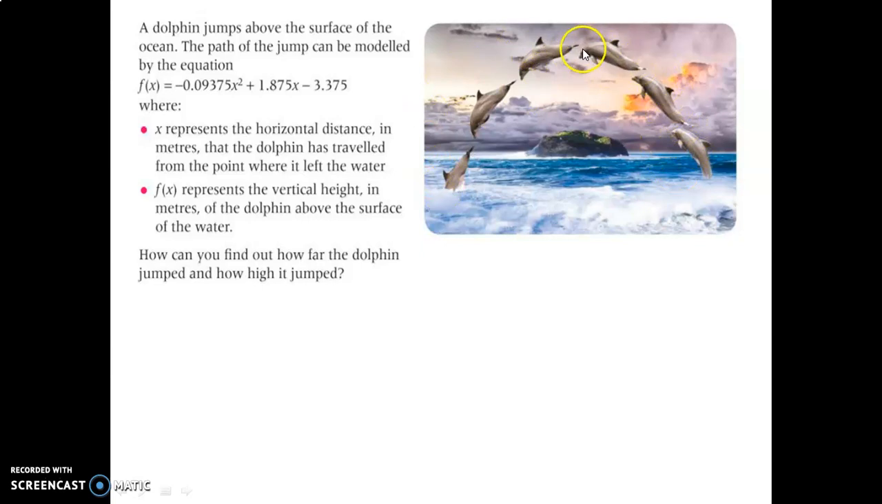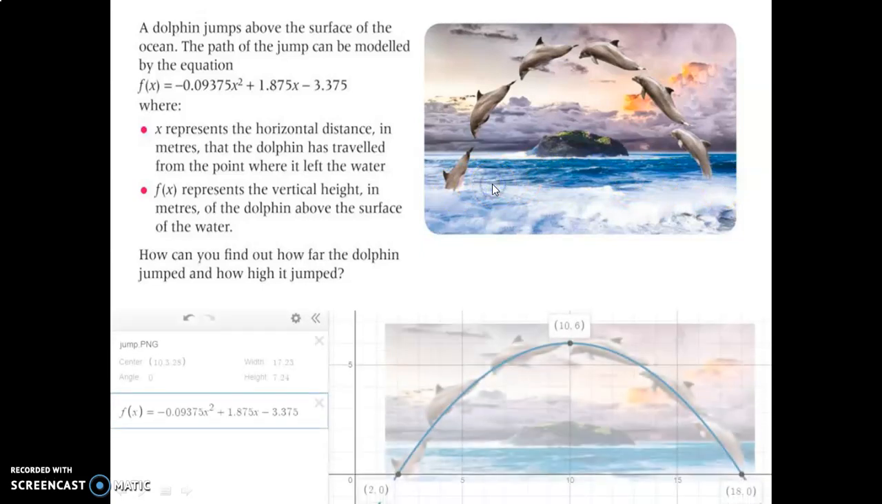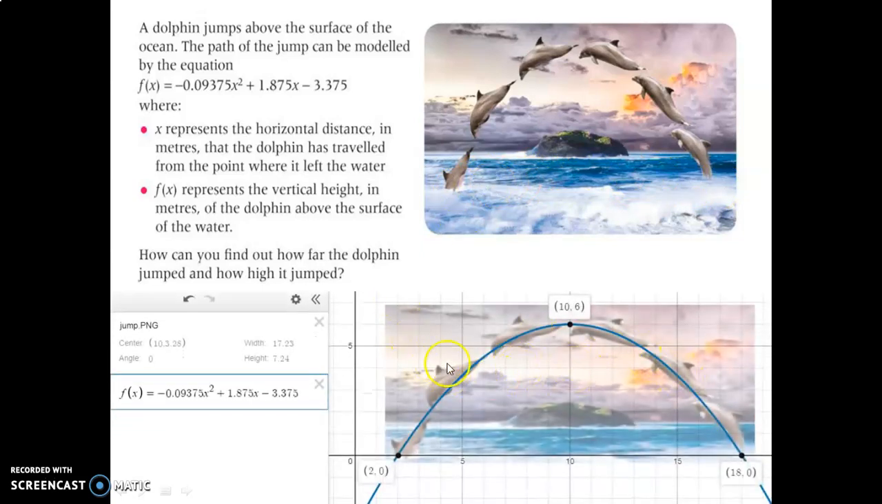If we can just find that point, which is a special point on a parabola, then we will know the height. And then to find how far it jumped, if we can find out where it jumps out of the water and where it hit the water again, that distance along the x-axis is the distance it traveled, right? So here I've put that dolphin jump on Desmos to make a parabola that matches it.